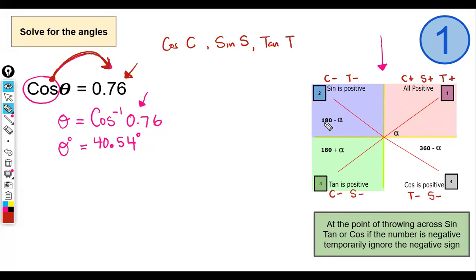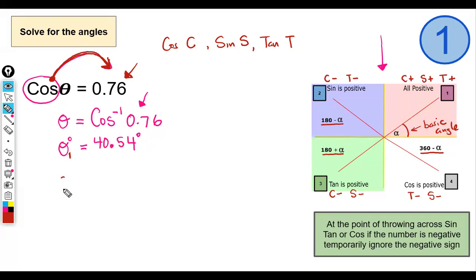And you notice each quadrant has a formula associated with it. This is the formula associated with quadrant 2. This is the formula associated with quadrant 3. And this is the formula associated with quadrant 4. In the first quadrant is just alpha. Alpha is what you call your basic angle. And you always get your basic angle when you throw across the sine, tan, or cosine. So like I said, our first answer today, I'll call it theta 1, is 40.54.